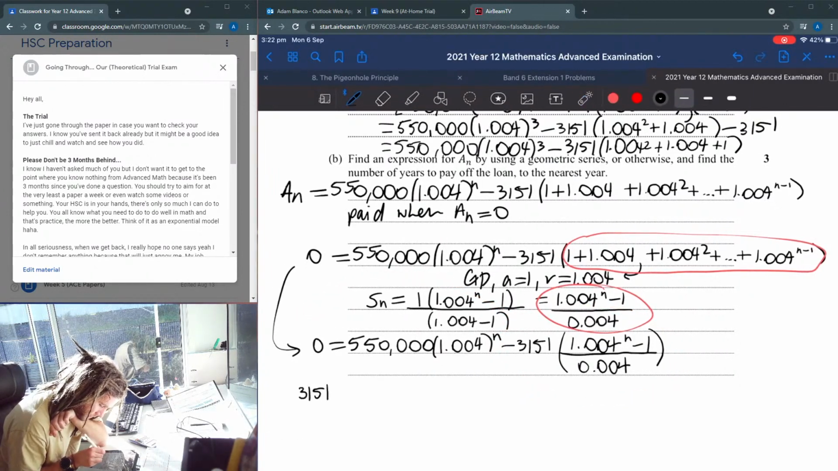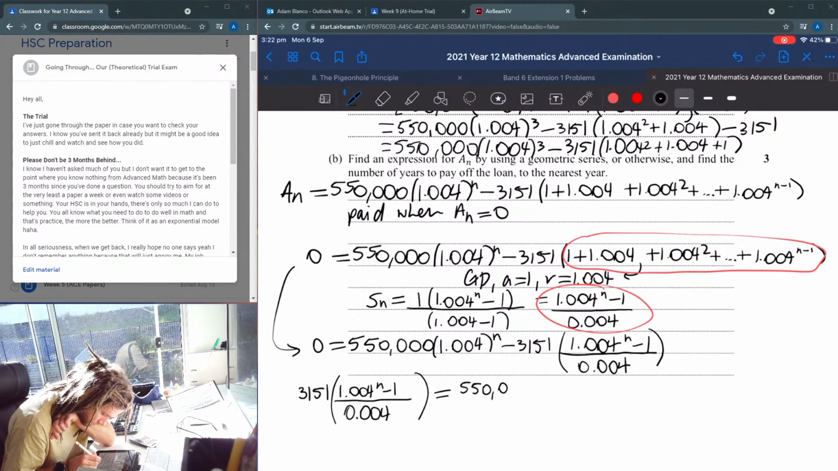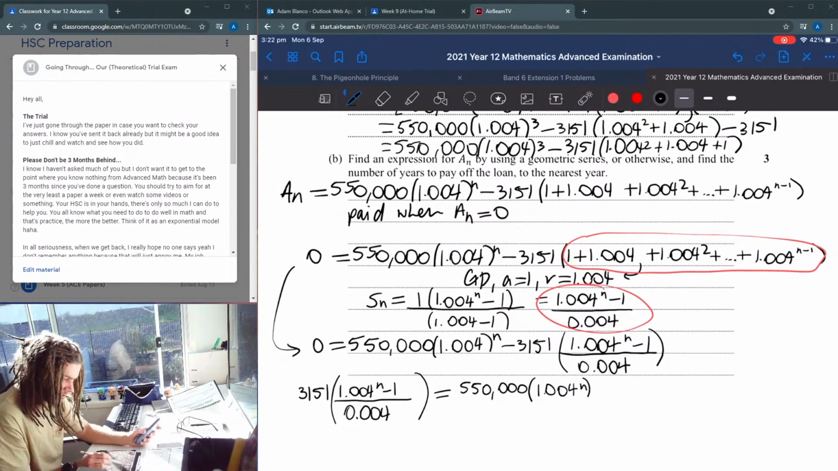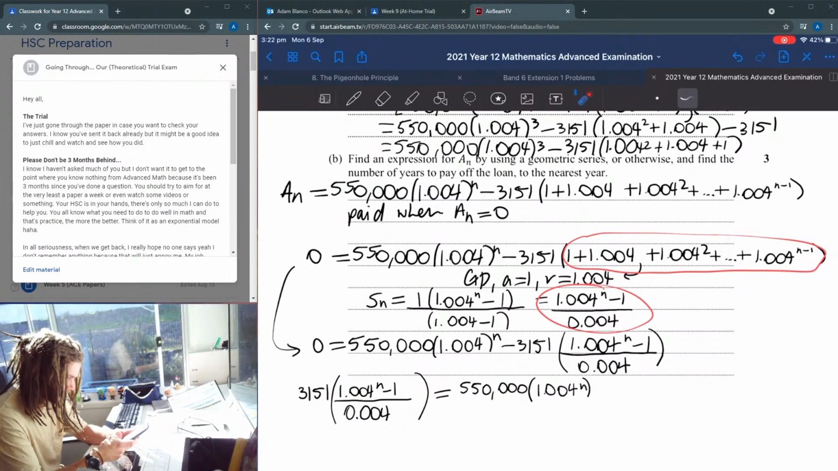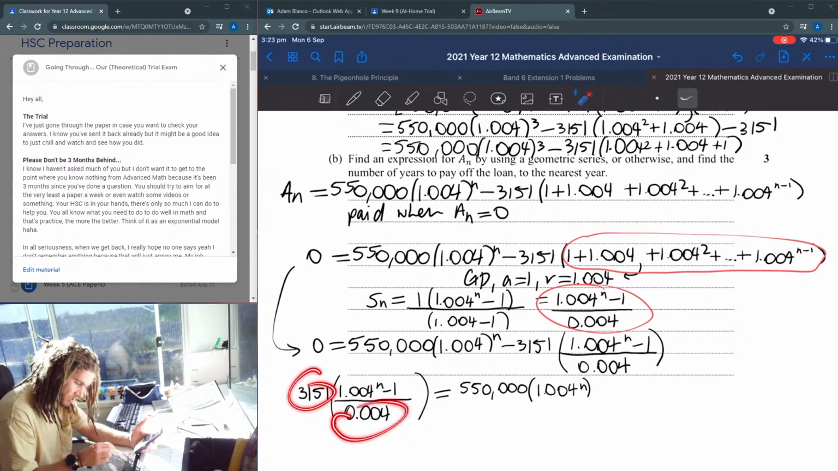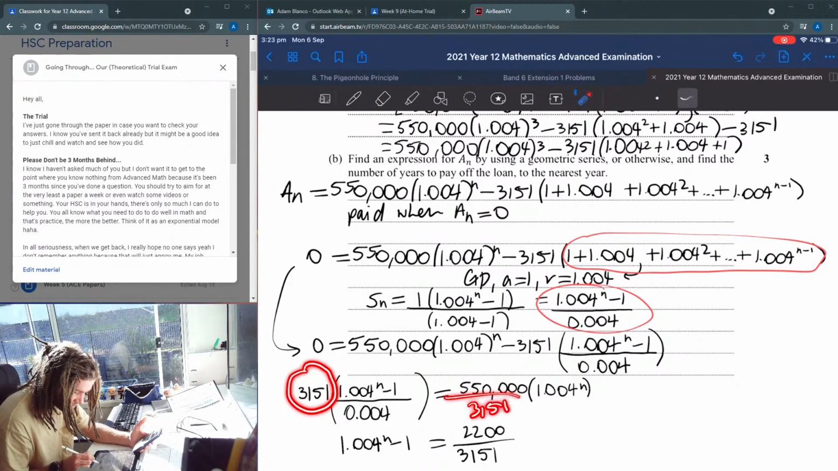So 3151 outside of 1.004 to the n. There's a reason I haven't distributed that 3151 yet. It's because I want to be able to divide by it, hopefully. Oh my god. Alright. I'm going to do this divided by this. It's disgusting. It's not nice. Okay, and then I'm going to times by this at the same time. Okay, that's a semi-decently nice number. So what happened? This went and this went, so the only things left over here are 1.004 to the n and minus 1 equals... So this ended up being 2200 on 3151. So again, I divided by this, so I went over that, and then I times by this.